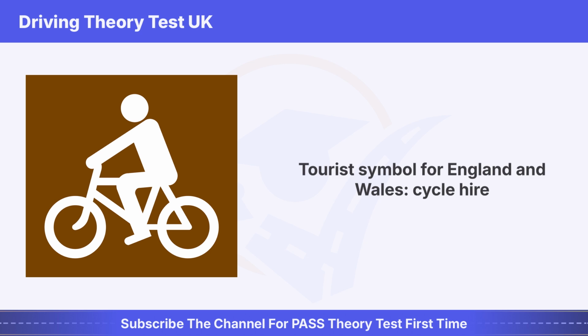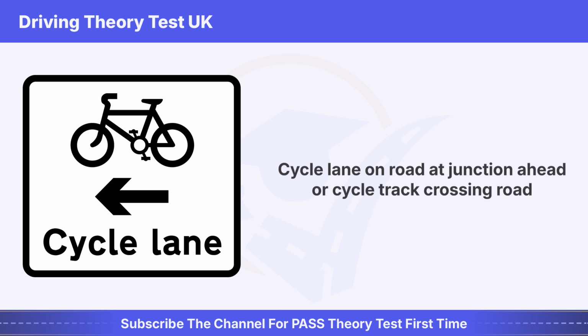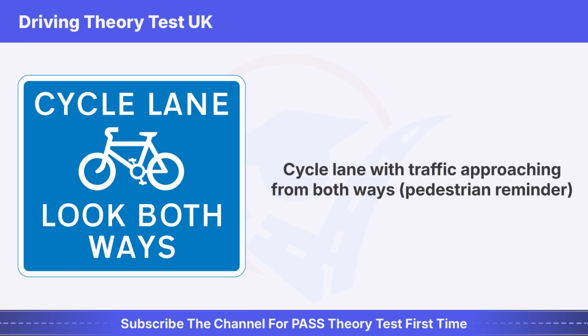Tourist symbol for England and Wales. Cycle hire. Cycle lane on road at junction ahead or cycle track, crossing road. Cycle lane with traffic approaching from both ways.